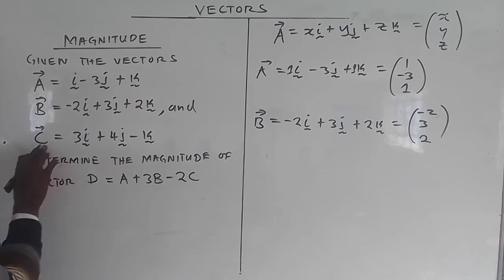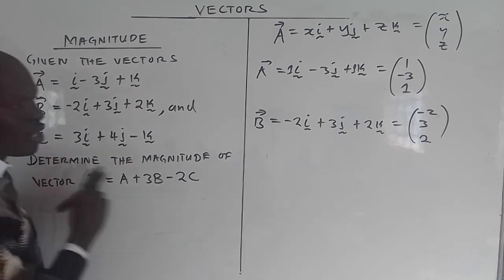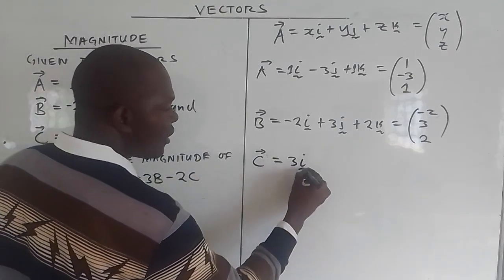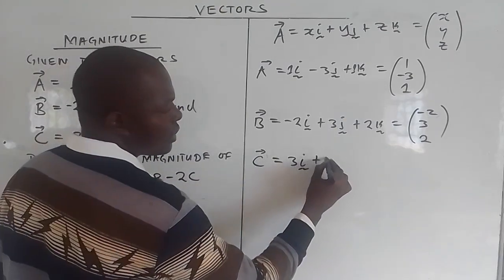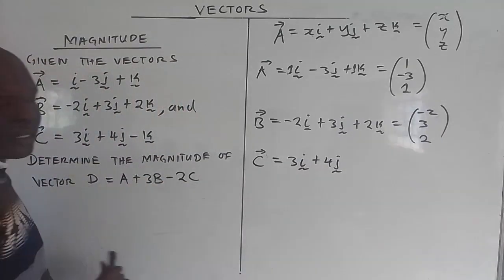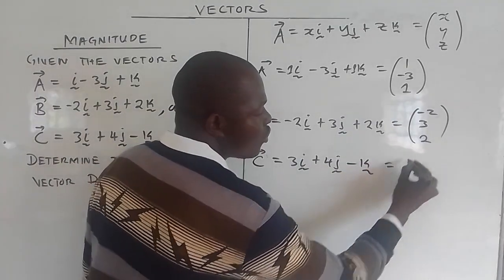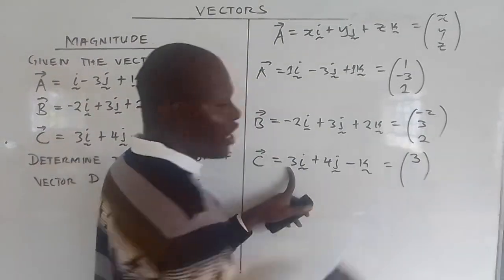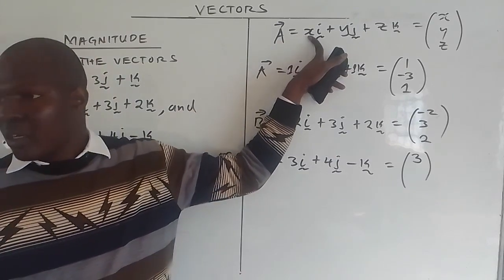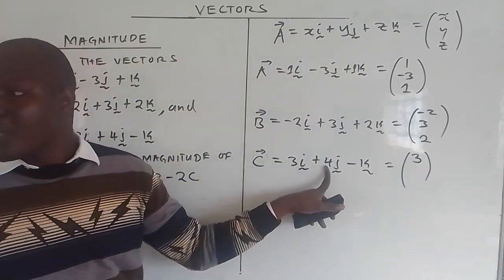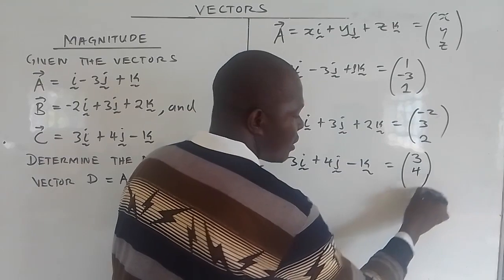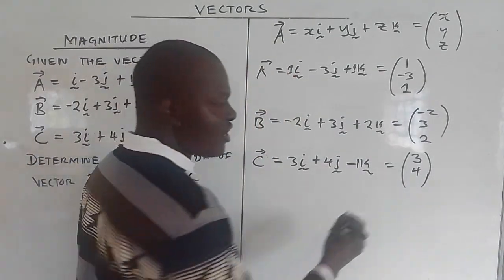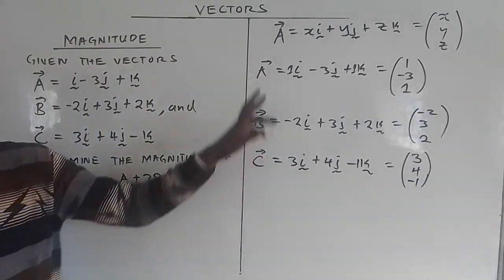Then go to the next vector you've been given, vector c. So vector c you've been given is what? 3i plus 4j minus k. Then you know in column form x is the coefficient of i. x is 3. x is the coefficient of i, isn't it? y is the coefficient of j. y is positive 4, positive 4 is just 4, isn't it? Then z is the coefficient of k. That is negative 1, isn't it? z is negative 1. So we found A, B, C.